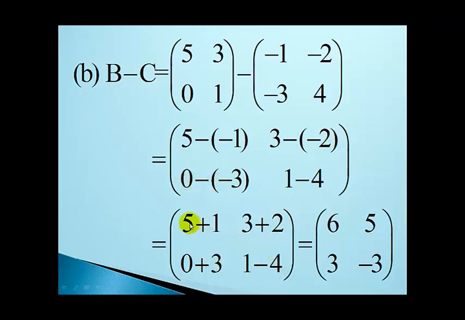And 5 plus 1 is 6. 3 plus 2 is 5. 0 plus 3 is 3. 1 minus 4 is minus 3. So B minus C is equal to [6, 5; 3, -3].